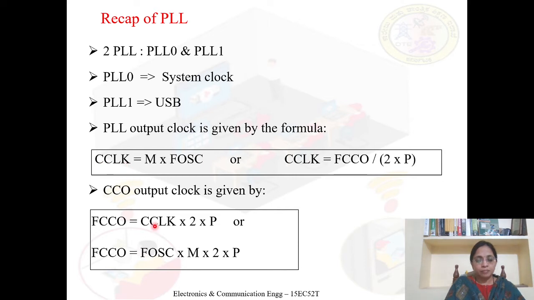Similarly, inside the PLL there is a current controlled oscillator. The relation between the frequency of the current controlled oscillator and the CPU clock can be given using this formula. Using these two formulas, we can calculate the M and the P value. So what are these M and P? M represents the multiplier value and P represents the divider value. This M and P decide the output frequency of the PLL.